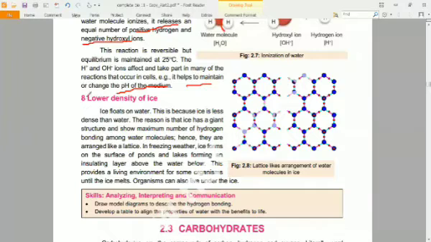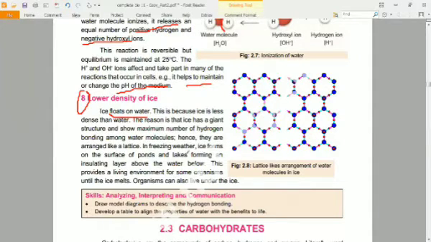Now we will see the lower density of ice. Water, when it becomes solidified, becomes ice. So we know that ice floats on water, but water has greater density, so it is more dense than ice. So how does it happen that ice floats on the water? This property is very helpful in winter, so that aquatic animals can live under the liquid water.